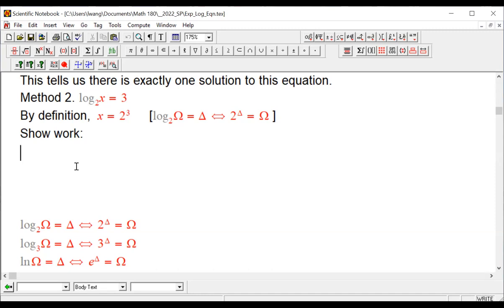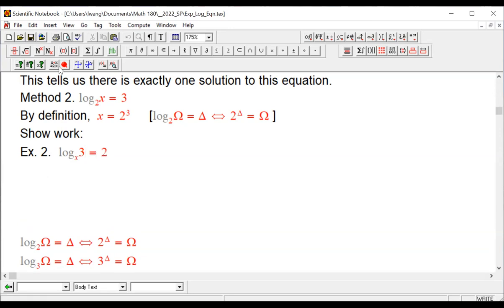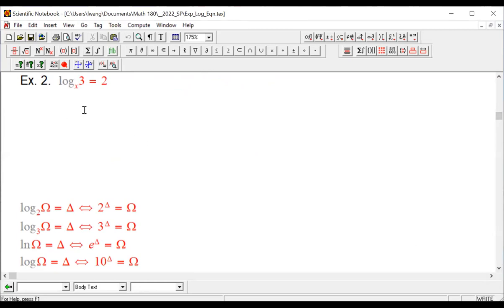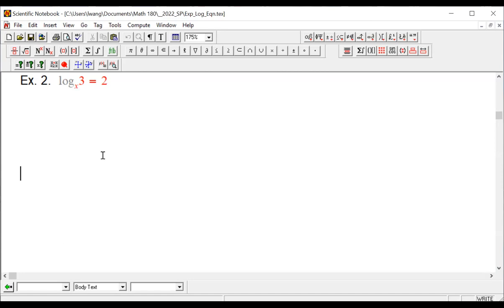The next question you're going to see is example number 2. In this question, we have log base x of 3 equals 2. So the unknown we're looking for is x, but x is at the position of the base. X is a placeholder that holds the place of the base. Since we don't know the base, we actually cannot use a graphing method. We cannot use a graph because we don't know the base. We still know the output is 2.